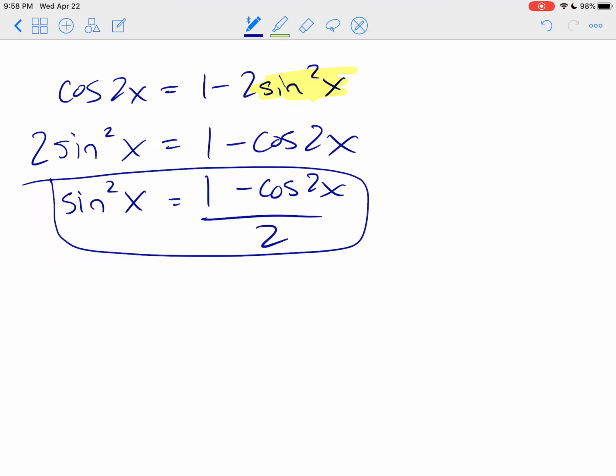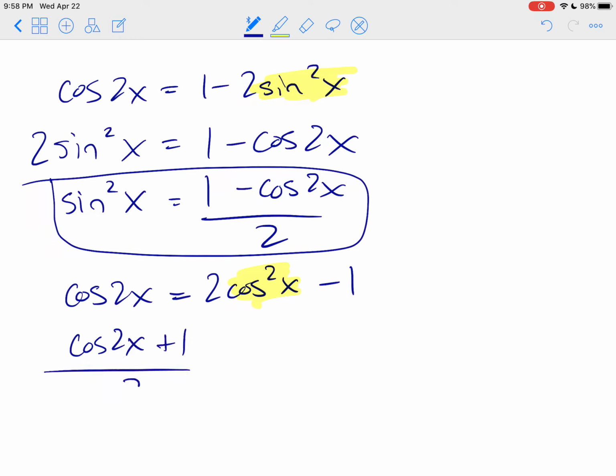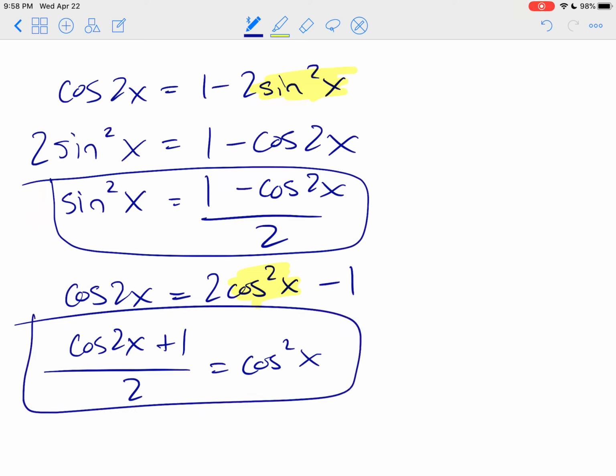All right. So we're going to do the same thing with cosine squared. We're going to use the other double angle formula for cosine, which is 2 cosine squared x minus 1. This one's a little bit easier to solve for cosine squared x. That's our goal, is to solve for this. So I'm going to add 1 and I'm going to divide by 2. And so I get cosine 2x plus 1 divided by 2 equals cosine squared x. And this is the power reducing formula for cosine.